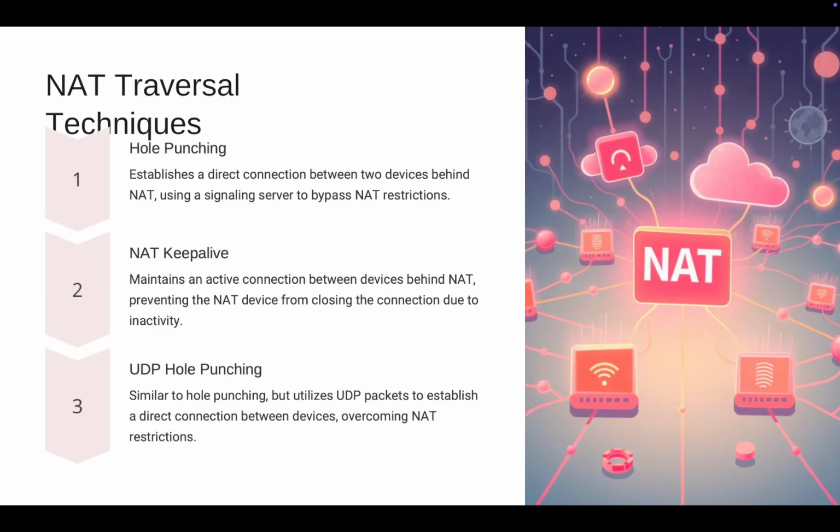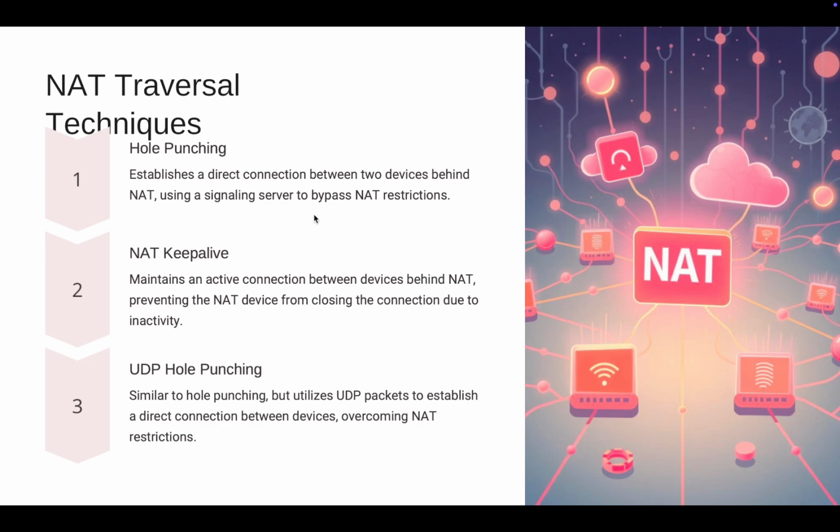Now, here we'll discuss the NAT traversal techniques. Here you can see that we have discussed three types. One is hole punching, another is NAT keepalive, and the other is UDP hole punching. Now, first of all, hole punching. It establishes a direct connection between two devices behind NAT using a signaling server to bypass NAT restrictions.